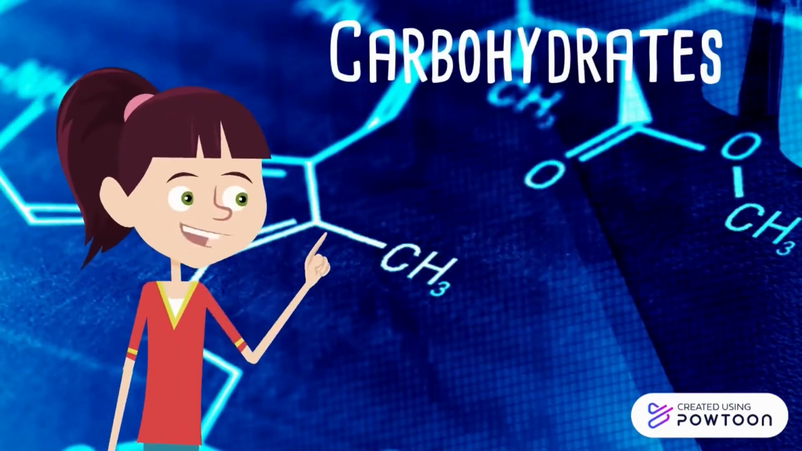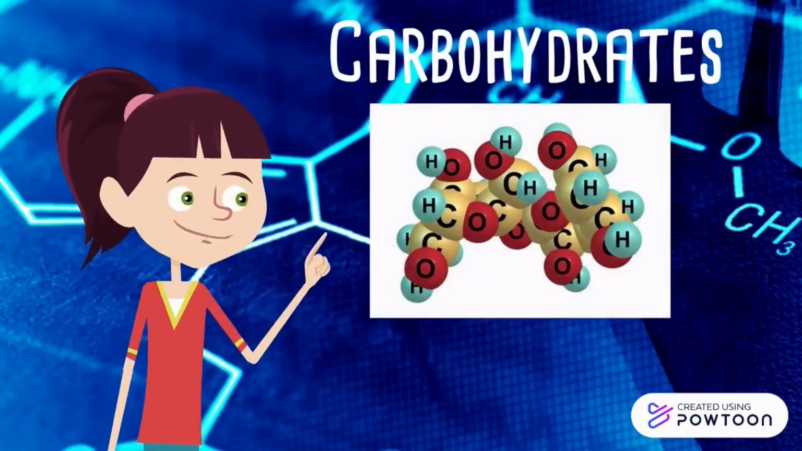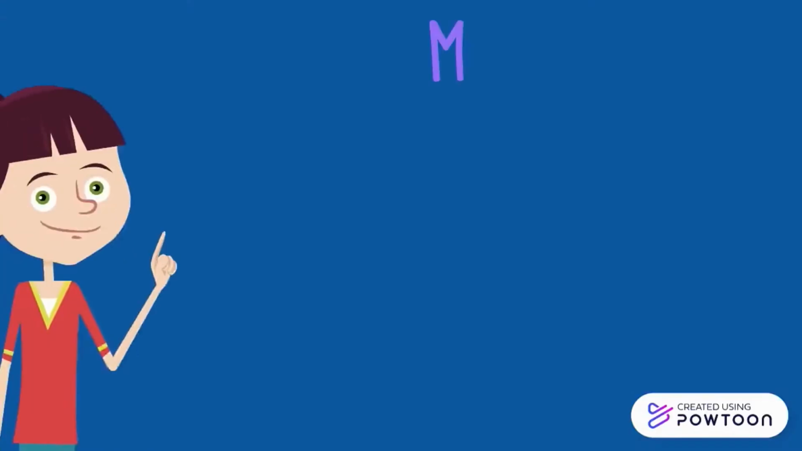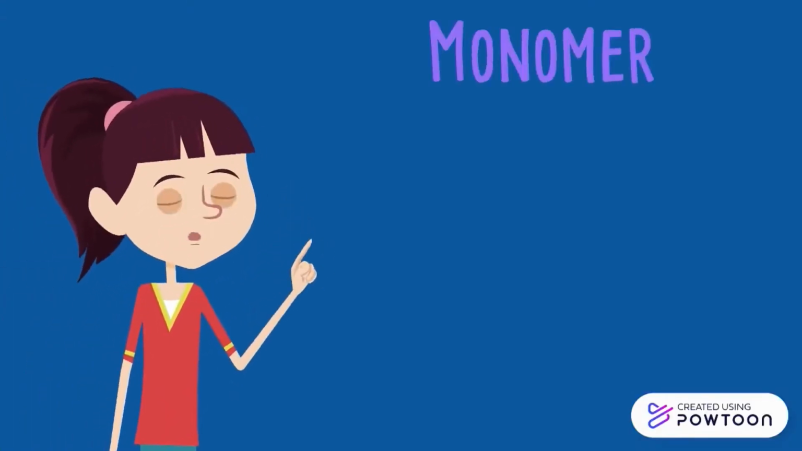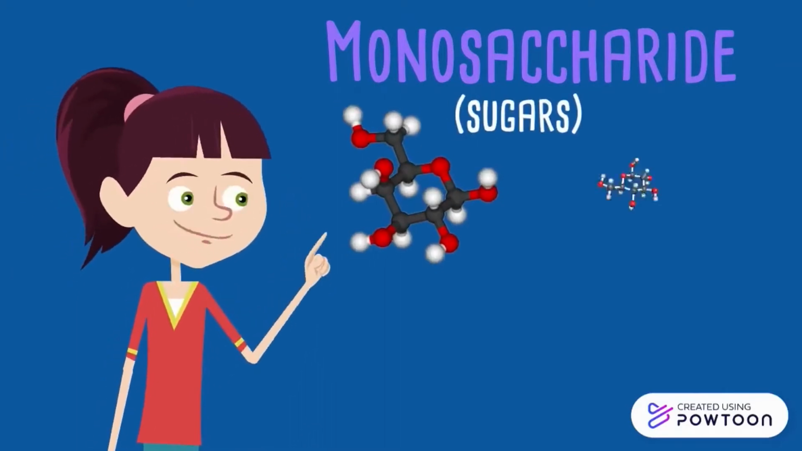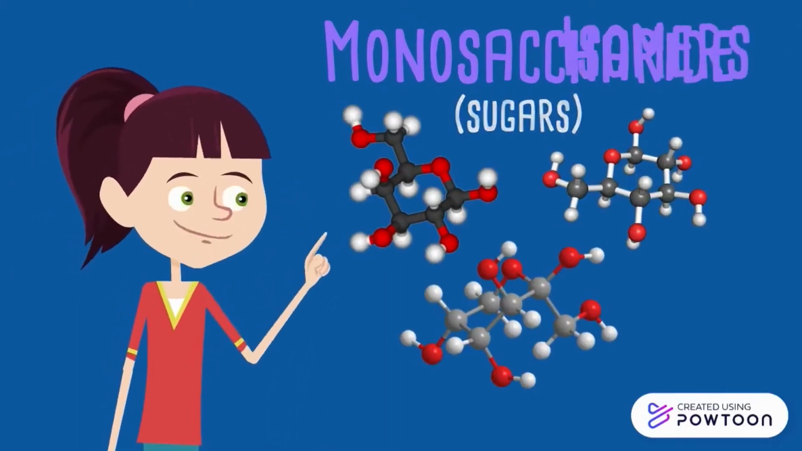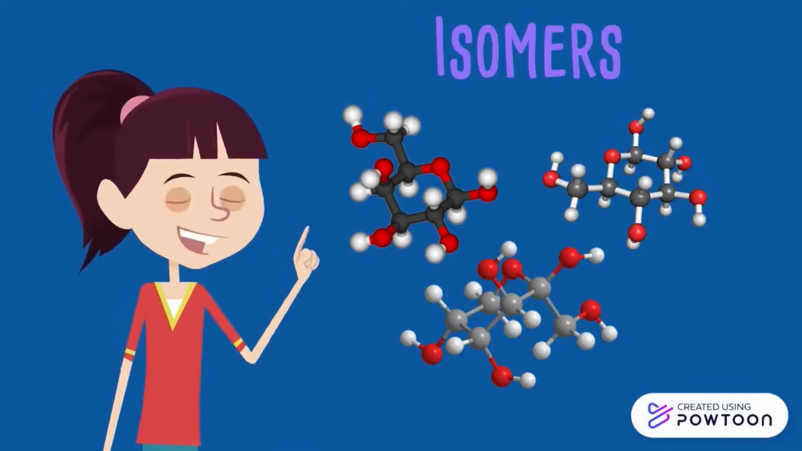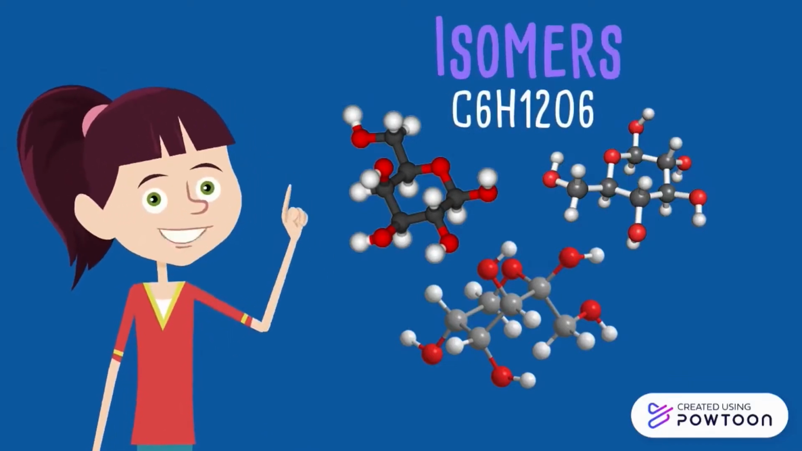Carbohydrates are a type of biological molecule that always contain carbon, hydrogen, and oxygen. A monomer of a carbohydrate is called a monosaccharide, and these are basically sugars. We have galactose, glucose, and fructose, which are all isomers of each other, and that means that they all have the same formula but different structure.